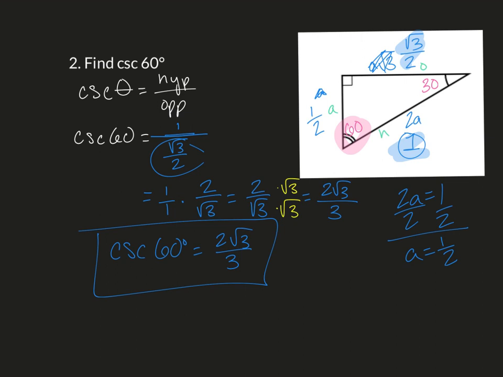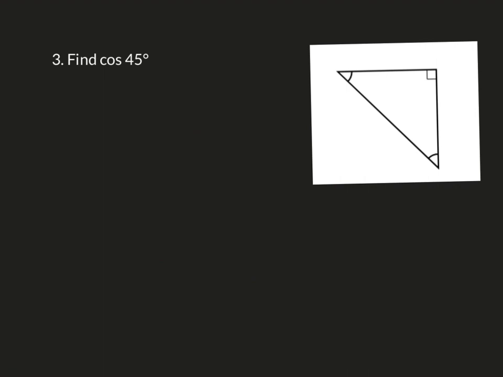I'm going to give you guys one more and then you guys can start your book work. And here is the last problem. Find the cosine of 45 degrees. I have the triangle there for you. Go ahead and start to solve it, and then you can pause the video. When you come back, I'll have the answer for you.